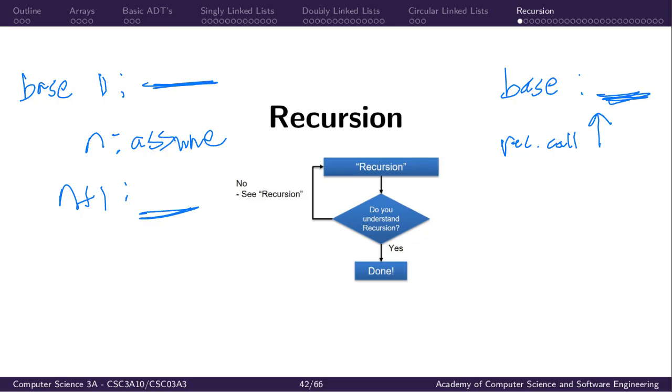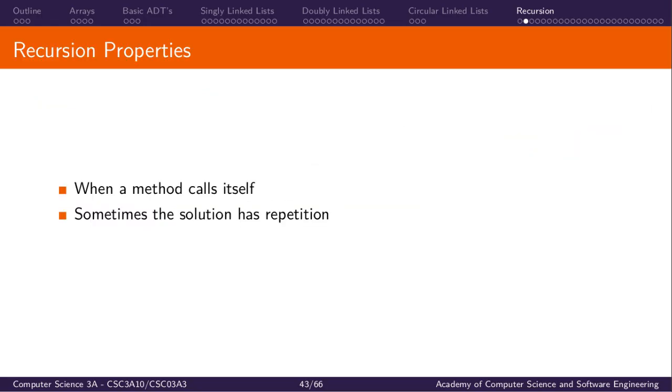And here's simply an example of a recursive method. Do you understand recursion? If not, then call recursion again. Until you do, then you're done. Okay, so the base case is that you do, then you're done. If not, then you do a recursive call in the method, which will again ask you, do you understand recursion? All right, so a recursive method is simply a method that calls itself.